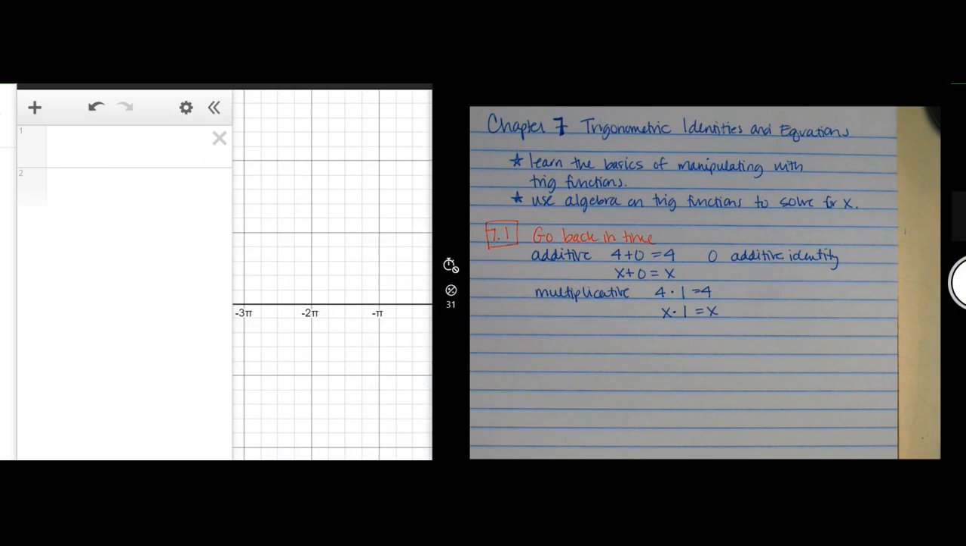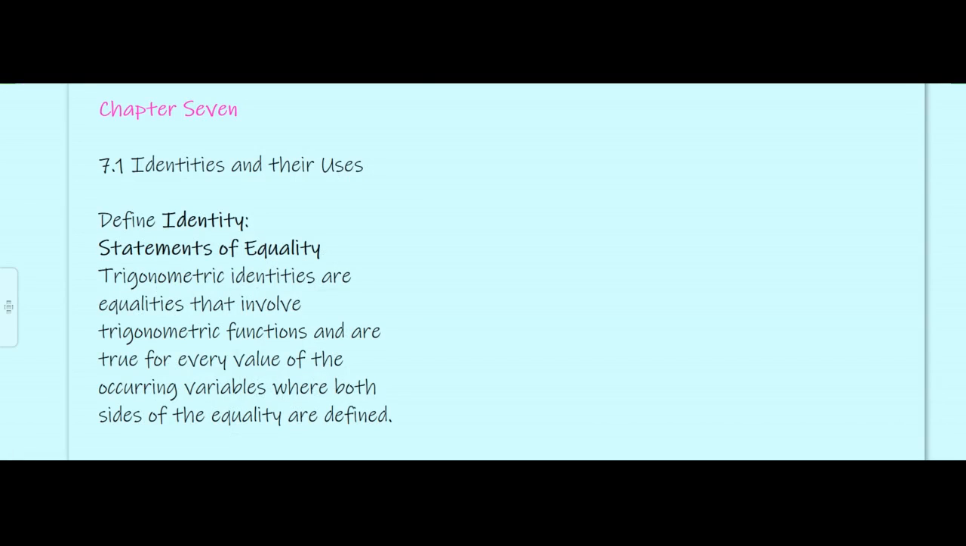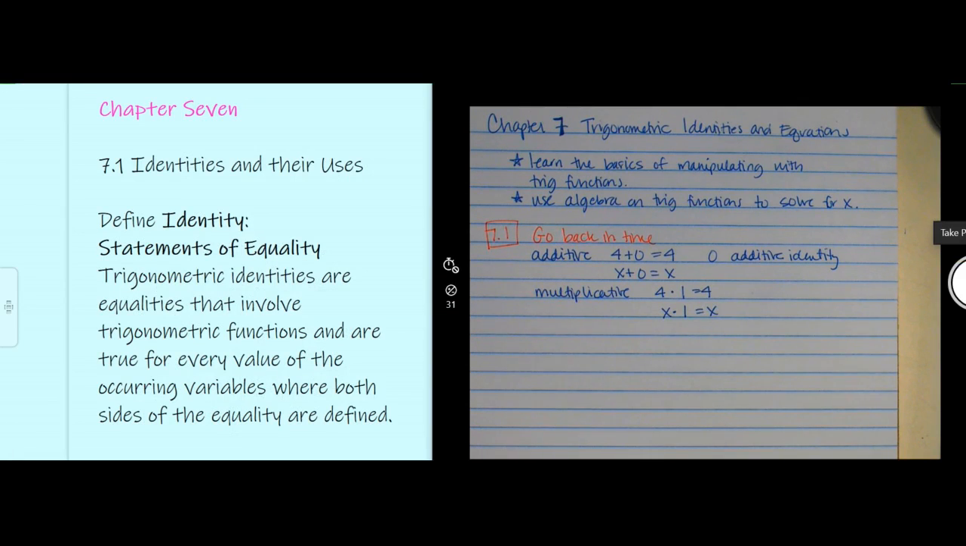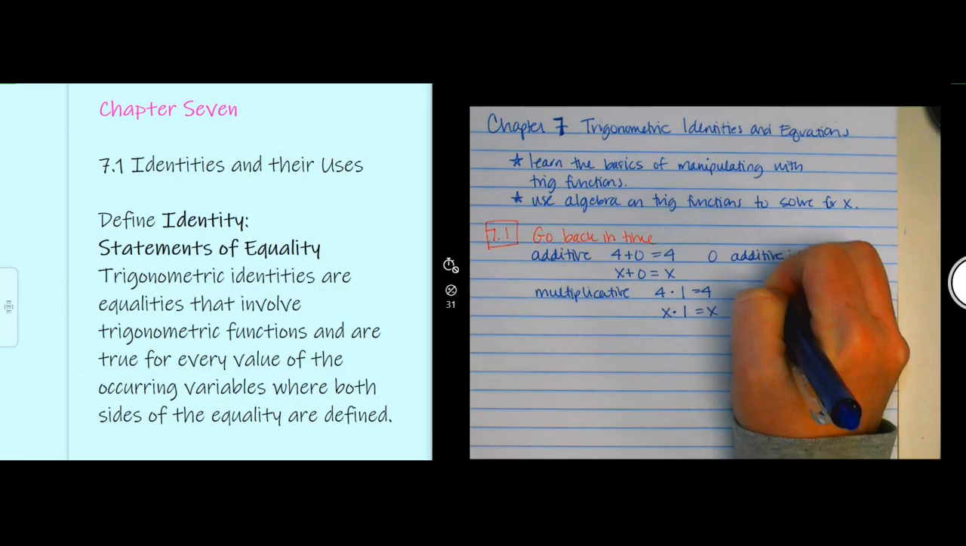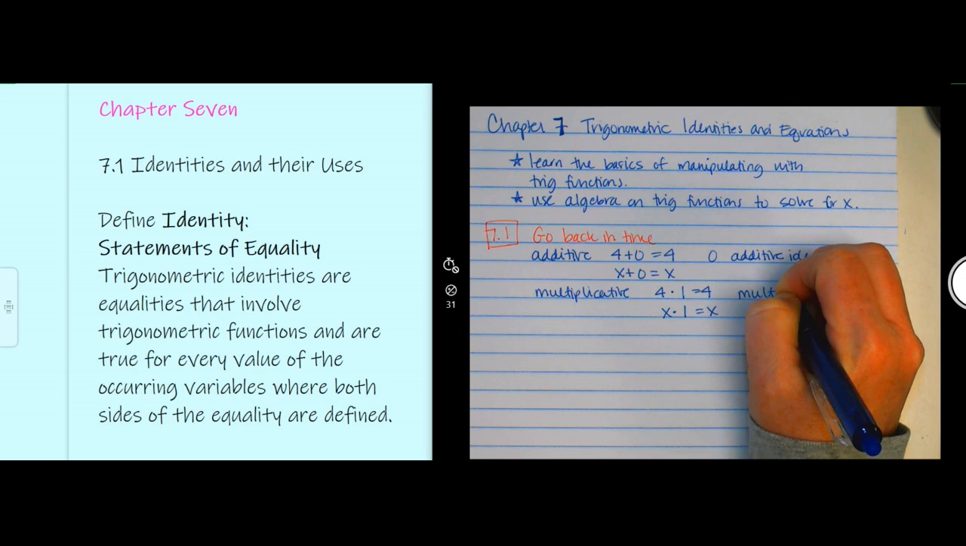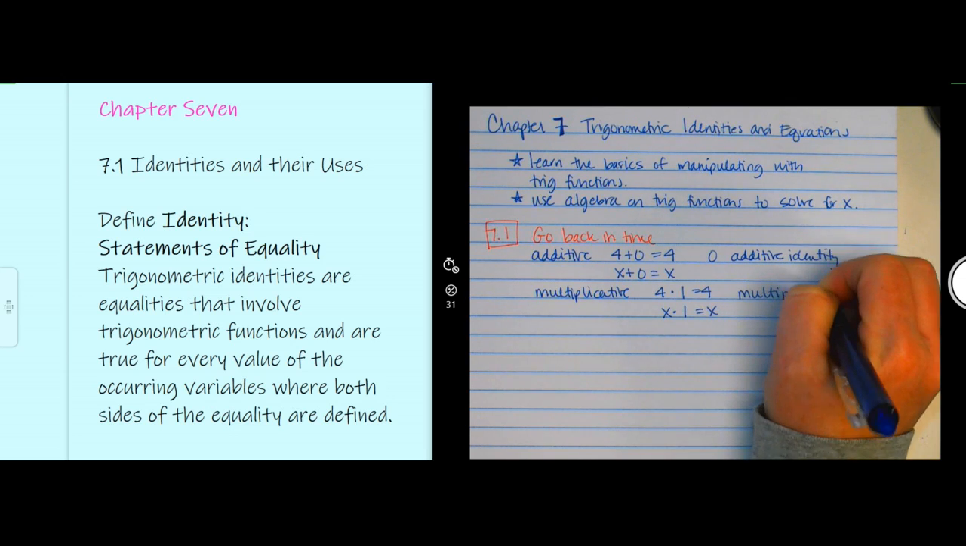That did not go as planned. It's completely gone now. Okay, there, pretty. So multiplicative identity is going to be 1.